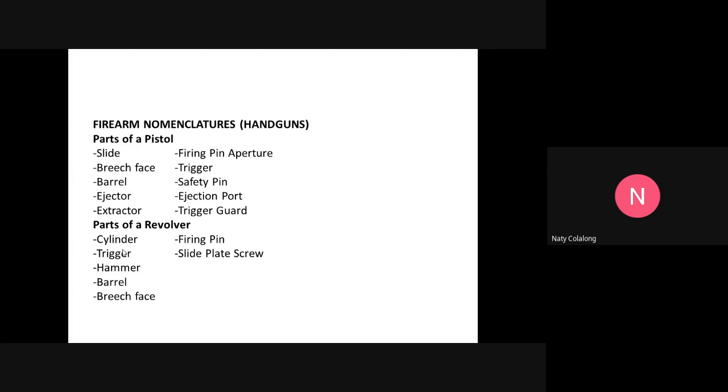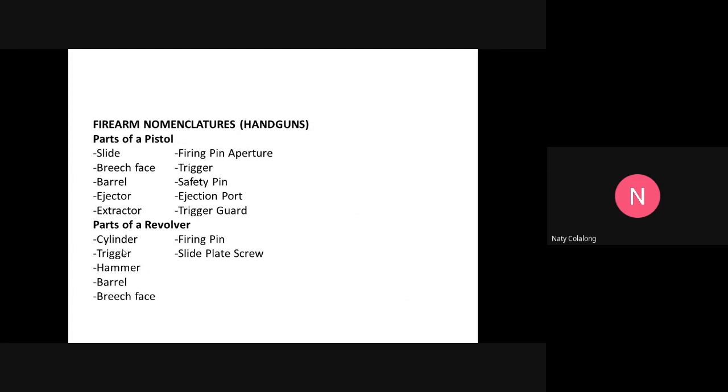Then let us move to firearm nomenclatures. We have here the parts of pistol. We have the slide, breech space, barrel, ejector, extractor, firing pin aperture, trigger, safety pin, ejection port, and the trigger guard. And then we have the parts of a revolver. We have the cylinder, trigger, hammer, barrel, breech space, firing pin, and the slide plate screw.